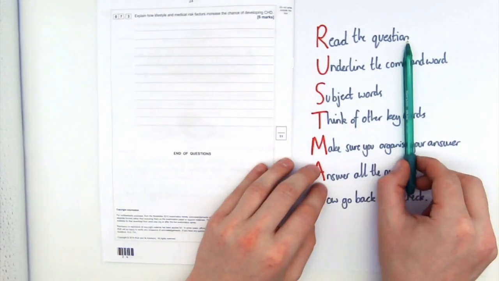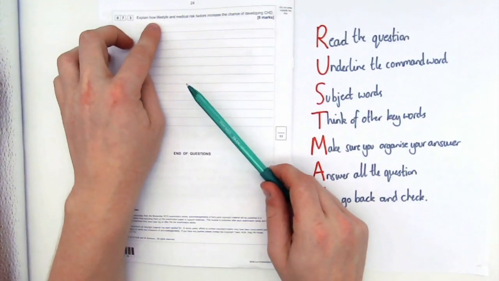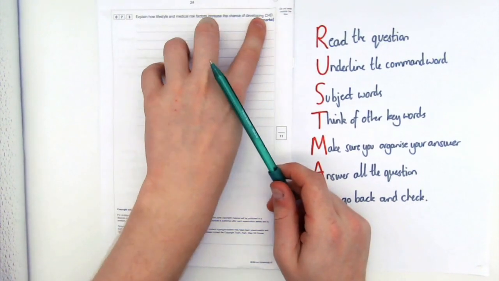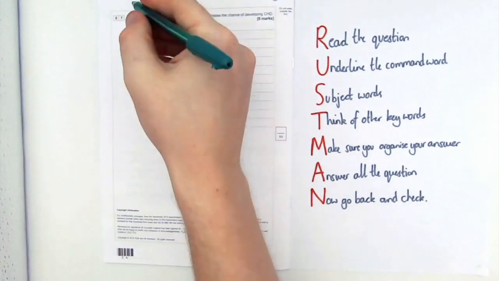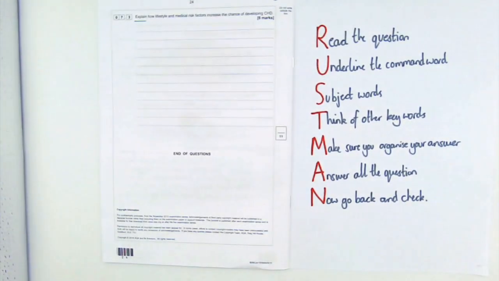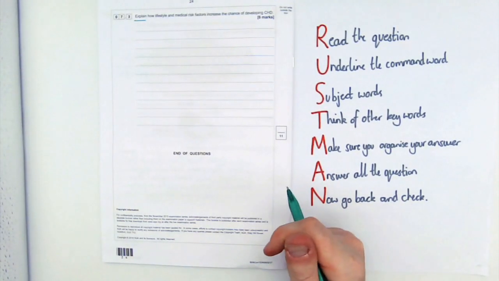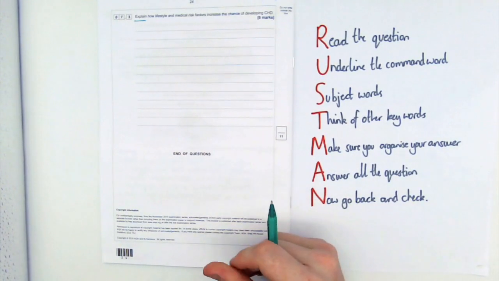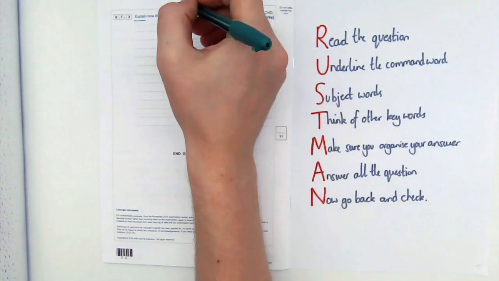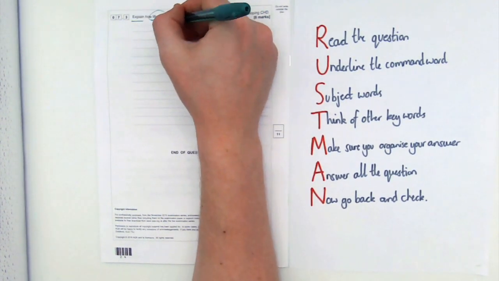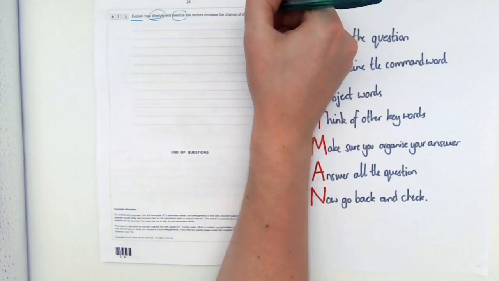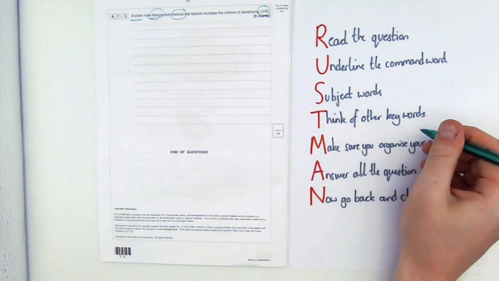So R is read the question. So I'm going to see here, it says explain how lifestyle medical risk factors increase the chance of developing coronary heart disease. Underline the command word. So I'm going to look at explain. That means I need to say why those things are important. Subject words in here. We've got lifestyle factors, we've got medical factors, and coronary heart disease. Think of any other keywords.